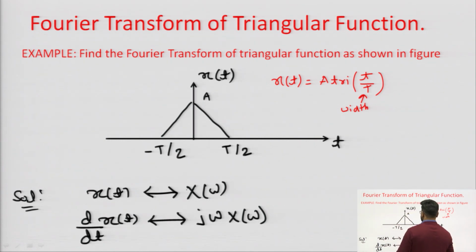Here we will use a property of Fourier transform: if x of t has a Fourier transform x of omega, then d by dt of x of t has a Fourier transform j omega into x of omega. We will use this property to find out the Fourier transform of the triangular function. Now, we will find out d by dt of x of t.